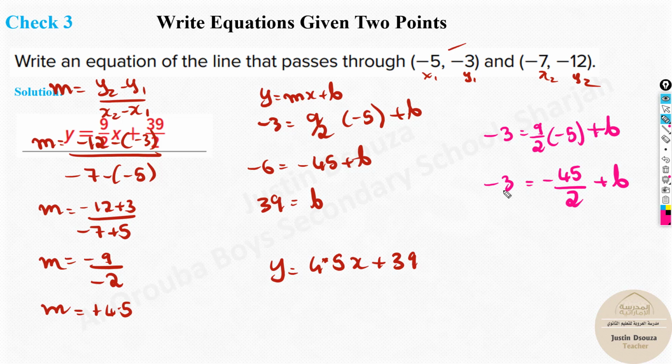Can I take this 2 to the other side? No, you have a plus sign. If it's plus or minus, you can't take it directly to one side. It's not balanced. So this was my mistake. What I had to do is take this entire term to the other side. That would be minus 3 plus 45 by 2 equals b.